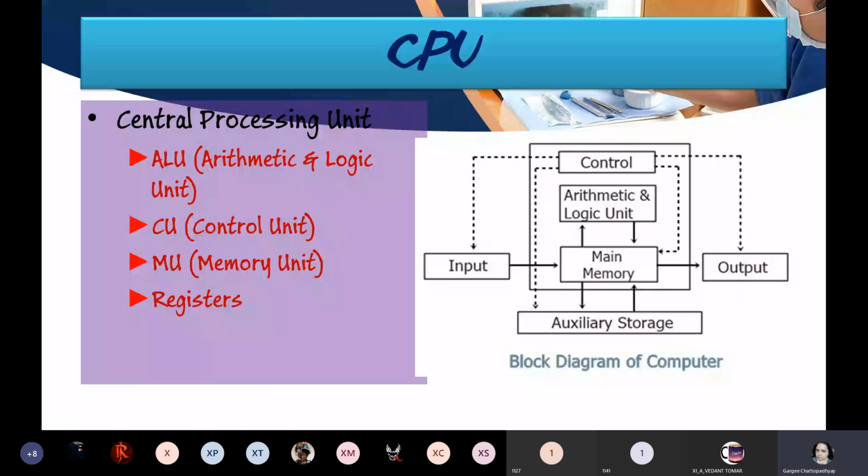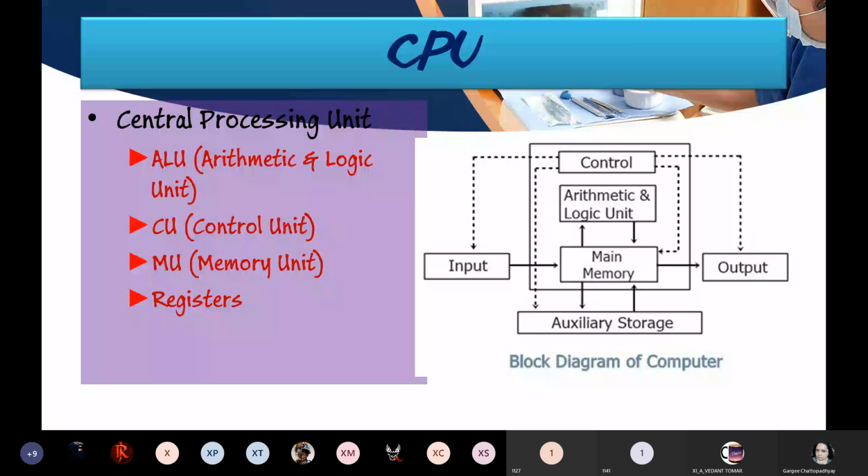And you have memory registers also. Can anyone tell me what do you understand by registers? Ma'am, they are small data holding places. Yes, they are small memory devices or small memory cells which are used by your CPU for performing fast calculations. There are many registers which are used by the CPU, and those registers work very fast, and they are used for saving intermediate results of operations.